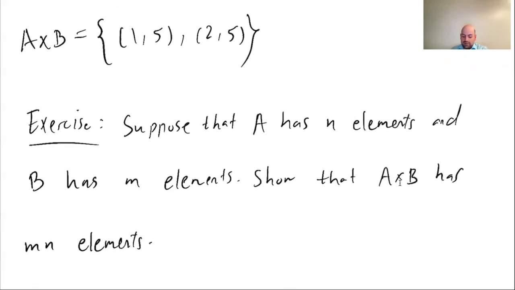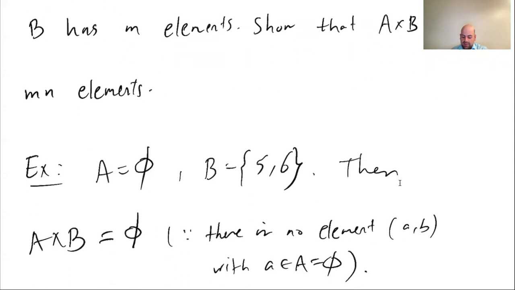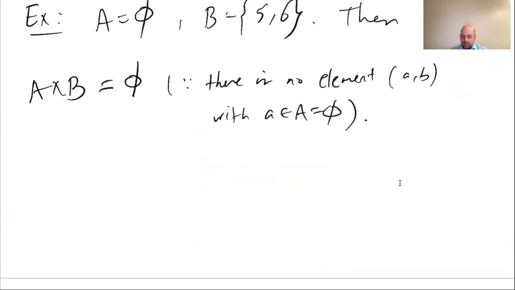And this is also consistent with the rule that I mentioned here as an exercise, that A cross B must have m times n elements. Here A is the empty set, so it has 0 elements. B has 2 elements. And then A cross B must have 0 times 2, which is 0 elements. Okay. Yeah, so that's all about the first section.